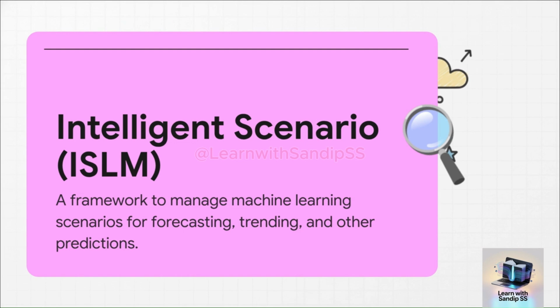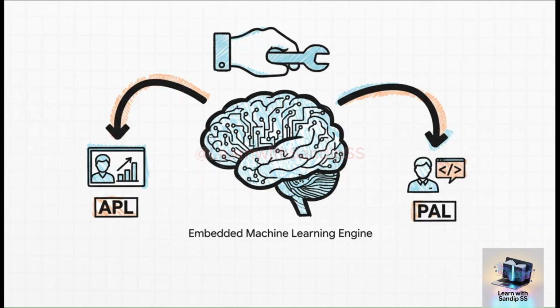So we're talking about things like predicting which of your sales deals are most likely to close this quarter, or forecasting future inventory needs based on past trends. It's powerful stuff. Inside this ISLM framework, you've got a couple of key libraries. There's the Automated Predictive Library, or APL, which is really designed for business analysts who want to apply machine learning without having to write a bunch of code. And then there's the Predictive Analysis Library, or PAL, which has more advanced algorithms for the data scientists.